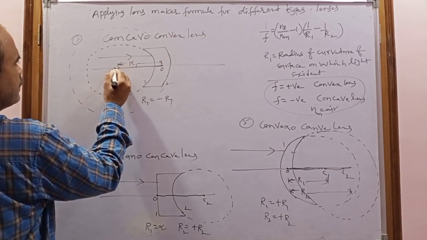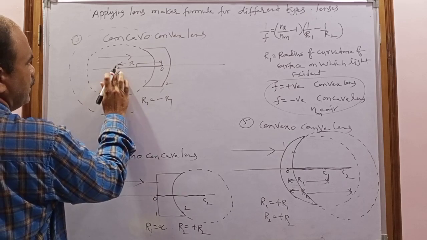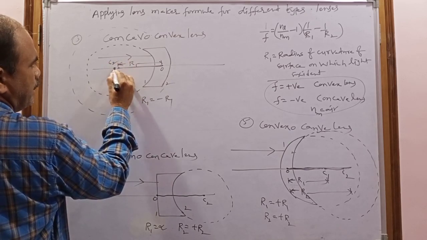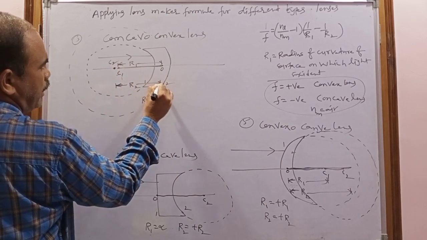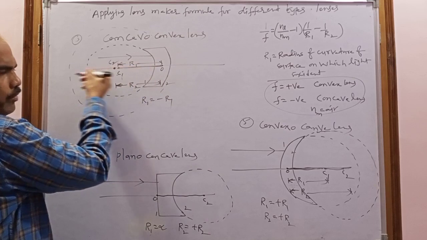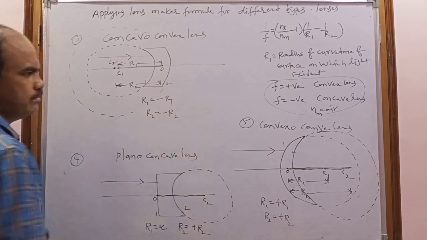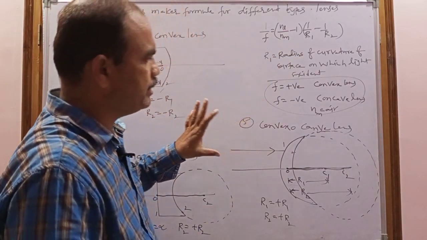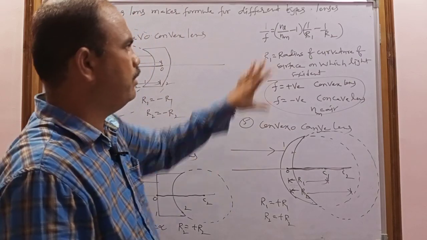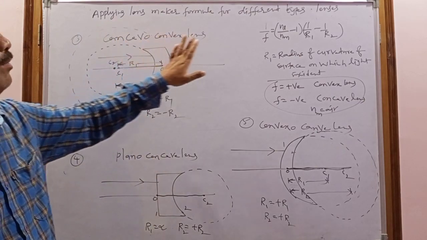Again by taking the second surface, when you draw the sphere, the center of the sphere is called C2. The distance between the optic center and C2 will be called R2. To measure R2, in which direction are you moving? Opposite to the incident light, that's why R2 is also minus R2. After applying the sign convention, only then do we use this formula. So this is the application of the lens maker formula for different types of lenses.